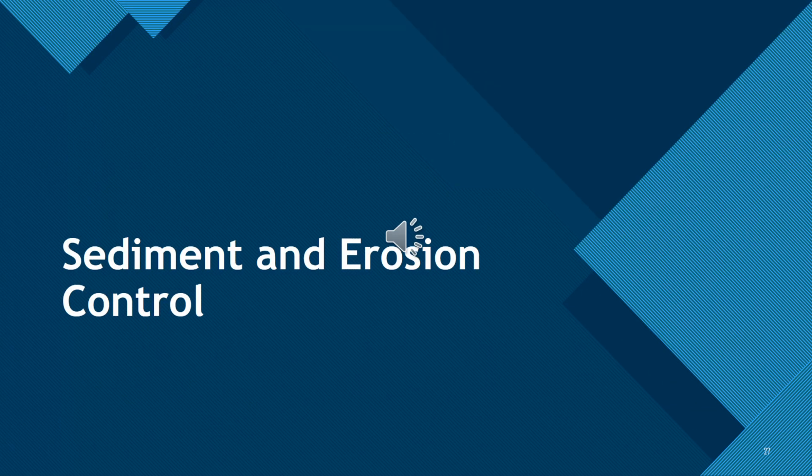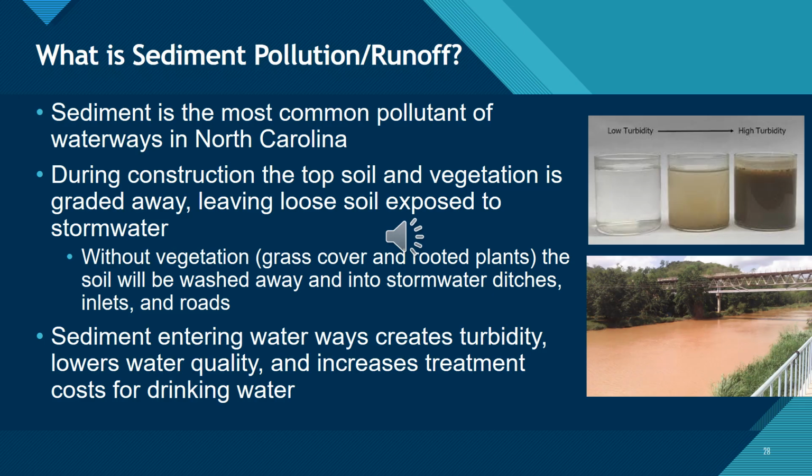The next subject that is going to be discussed is sediment and erosion control. What is sediment pollution/runoff? Sediment is one of the most common pollutants of the waterways in North Carolina. During construction, the topsoil and vegetation is graded away, leaving loose soil exposed to stormwater. Without vegetation, such as grass cover or rooted plants, the soil will be washed away into stormwater ditches, inlets, and roads. Sediment entering waterways creates turbidity, lowers water quality, and increases treatment costs for drinking water.